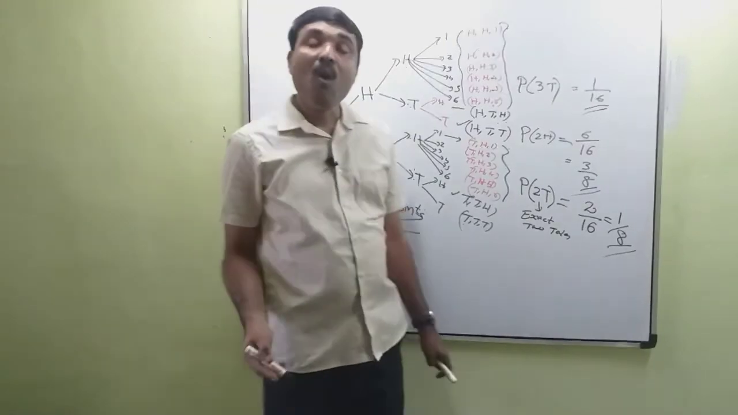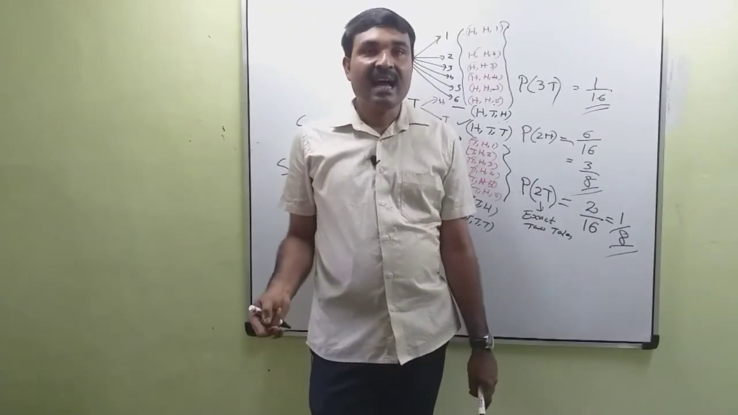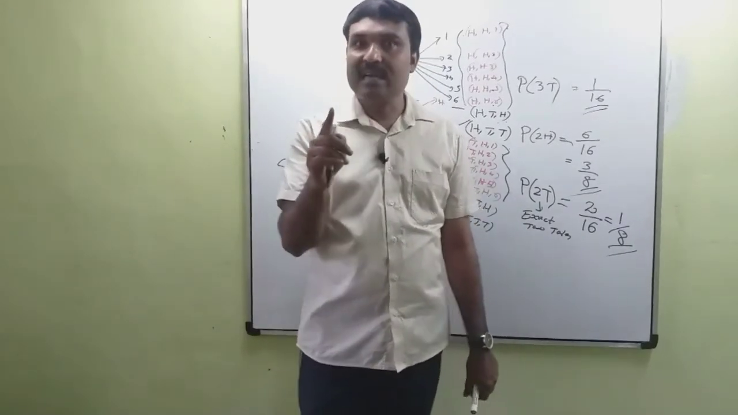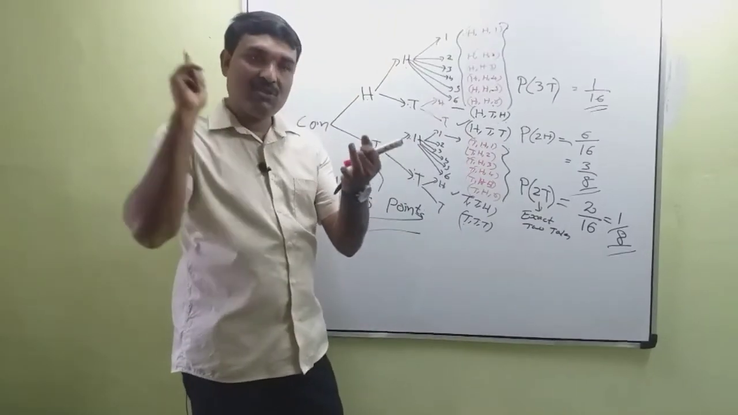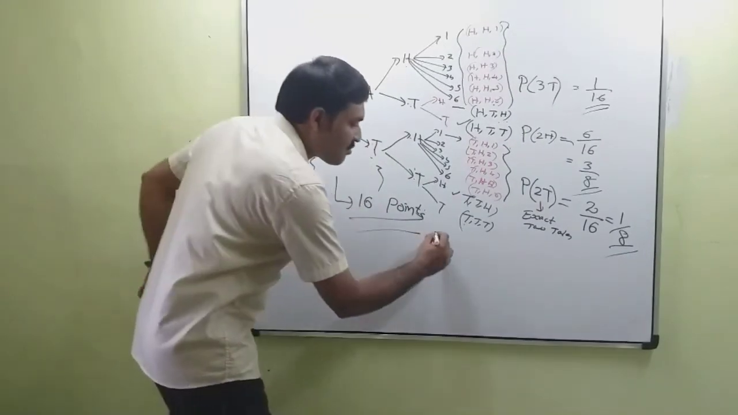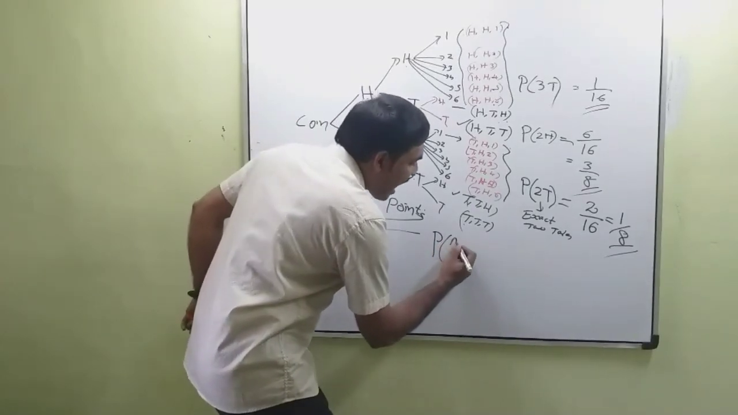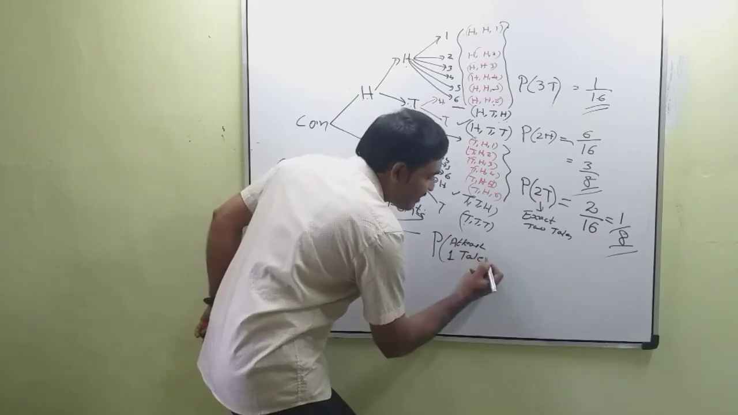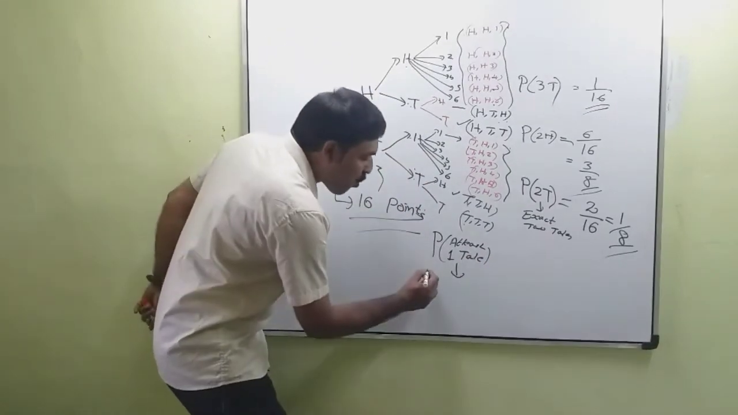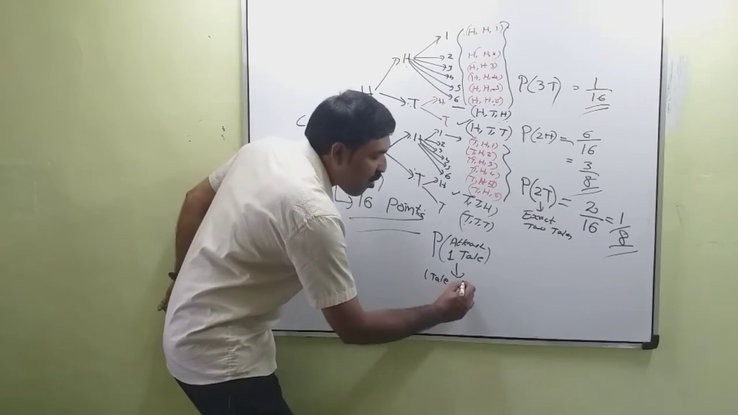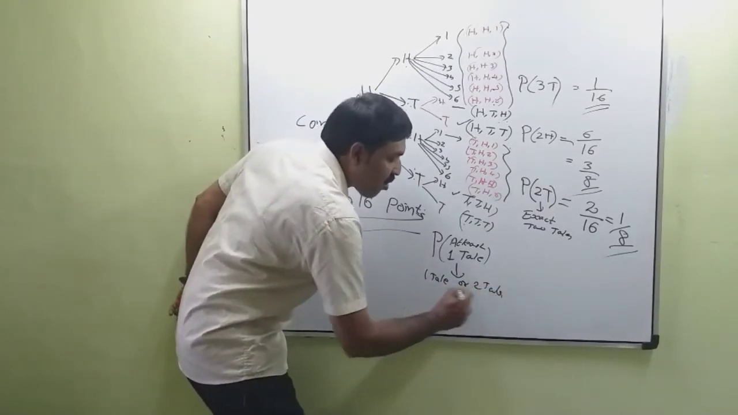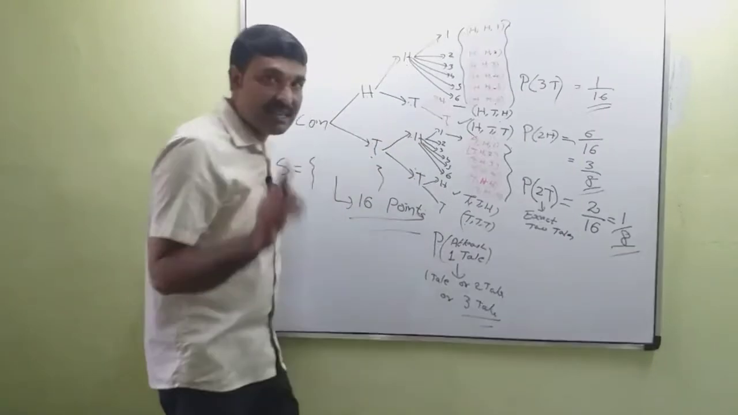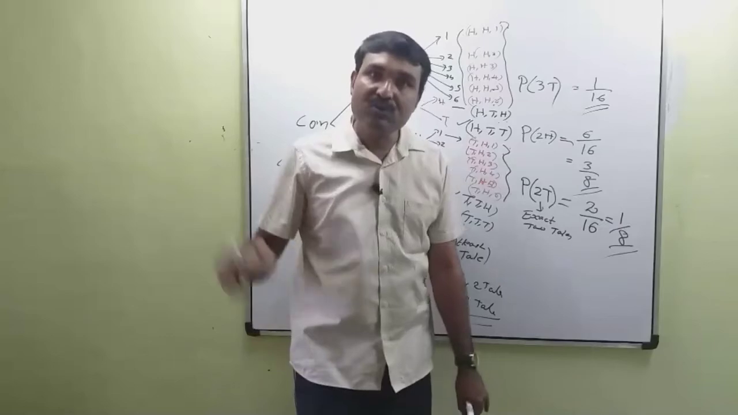Now what is the probability of getting at least 1T? At least 1T means 1T, 2T or 3T. That means the probability of getting at least 1 tail. At least 1 tail means it may be 1 tail, 2 tails or 3 tails.